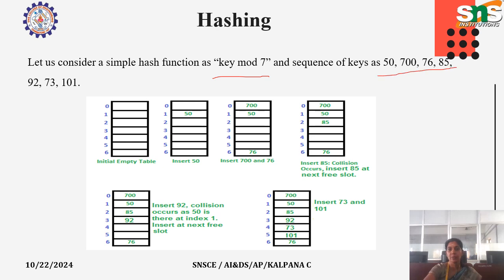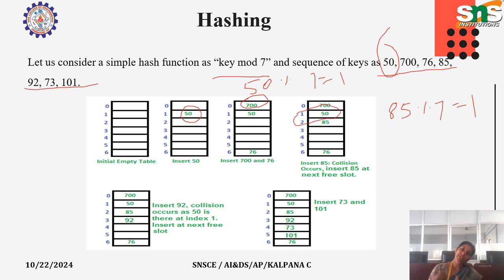These are all the elements we are going to insert. First we insert 50. 50 mod 7 is what? The remainder is 1. So at location 1 I have inserted 50. The next element, 700, is inserted in position 0. The next value is 85. 85 modulo 7 gives 1. Position 1 has 50 already.